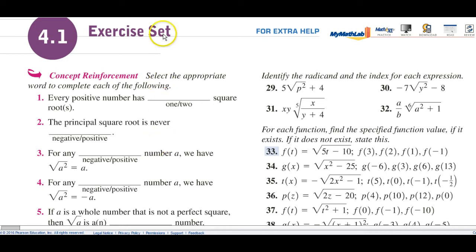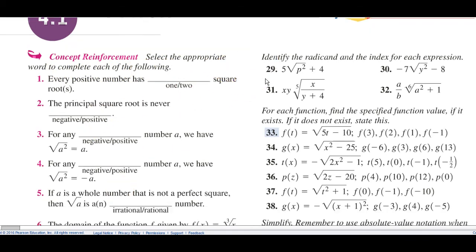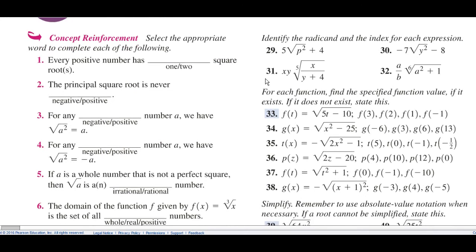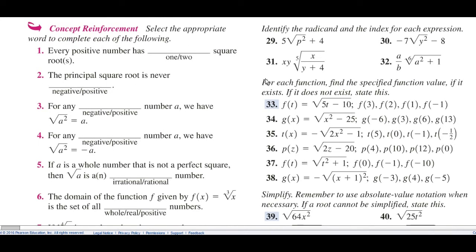Going on now to the exercise set of Module 4, Section 1. We're going to take a look at these, and it says select the appropriate word to complete each of the following. And they do give you some choices to choose from. So let's get some assignments out there. And we're dealing with 1 through 6.